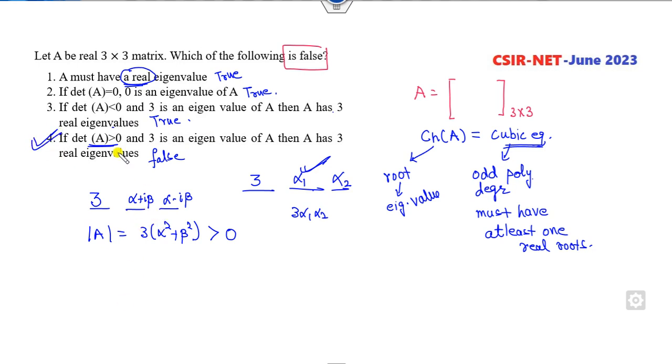And this is the explanation. If the determinant is positive, then A has 3 real eigenvalues. That's not true. I can simply take one eigenvalue as i and the other as minus i. Then what is the determinant? 3 times minus i square is 3, which is greater than 0, but the eigenvalues are complex numbers. So the right answer is option 4, which is the false statement.